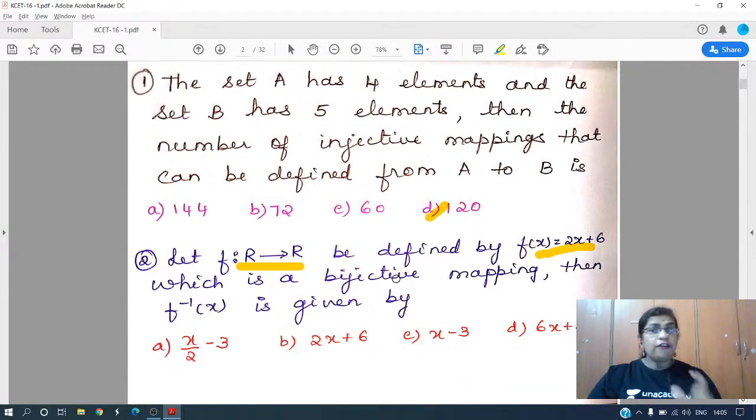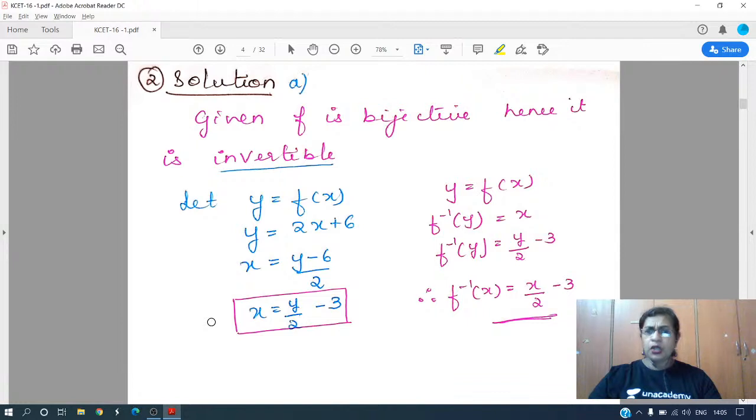And if a function is bijective, then only is the inverse possible. It can be invertible. If it is not one-one or it is not onto, then we cannot call a function a bijective mapping. So then the question asked here is, what is f inverse of x? Let us see how to get this answer. f of x is given to us as 2x plus 6. The question asked is, find f inverse of x. So here we have a bijective mapping. It's given bijective. So I told you, hence we can say it is invertible.